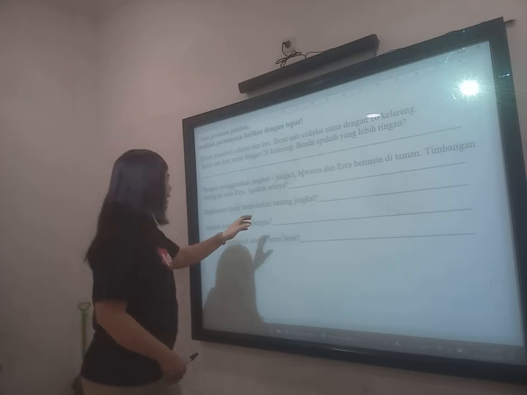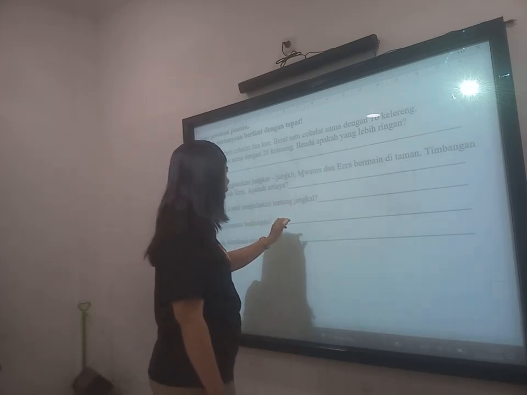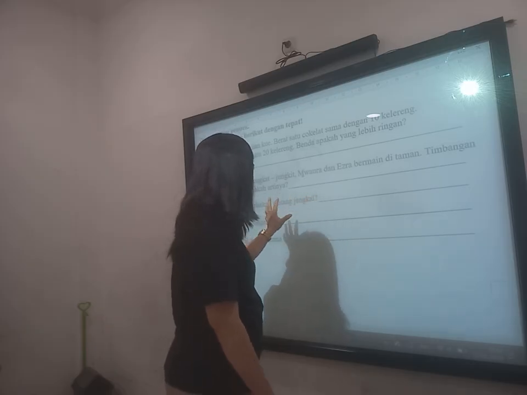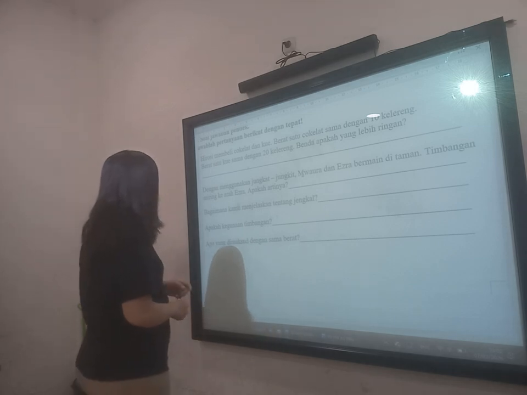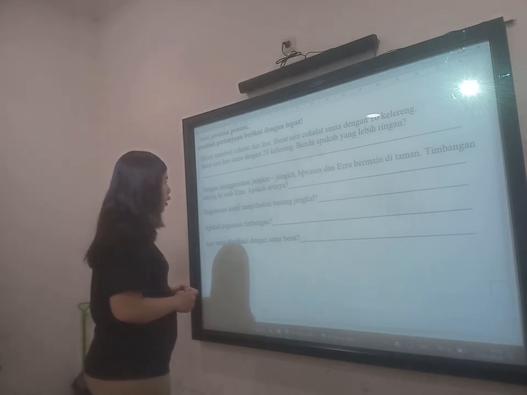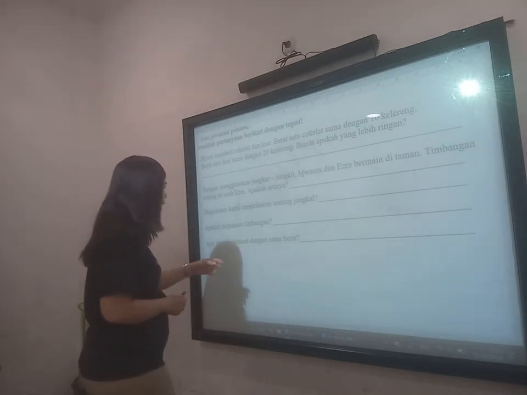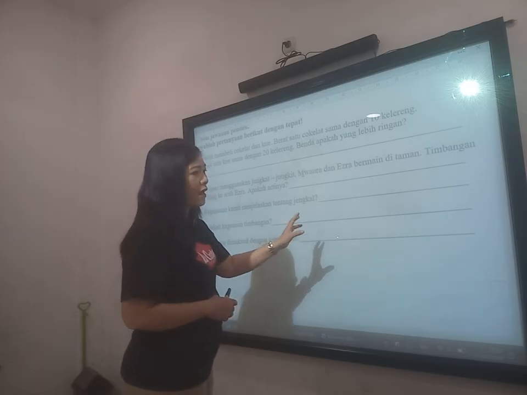Bagaimana kamu menjelaskan tentang jengkal? Jengkal adalah satuan tidak baku di mana menggunakan ujung dari jari jempol ke ujung jari kelingking. Apakah penggunaan timbangan? Timbangan adalah untuk mengukur berat suatu benda. Apa yang dimaksud dengan sama berat? Sama berat artinya dua benda yang ditimbang sama ukuran dan sama beratnya.